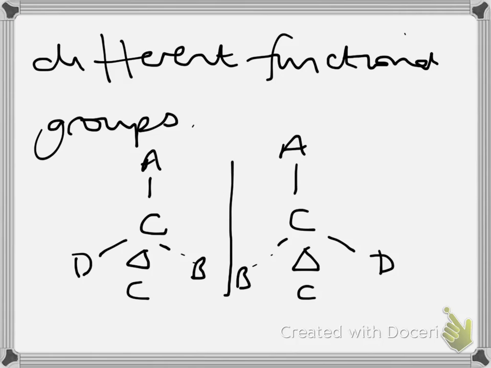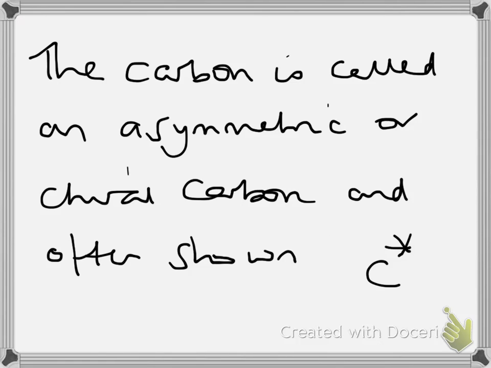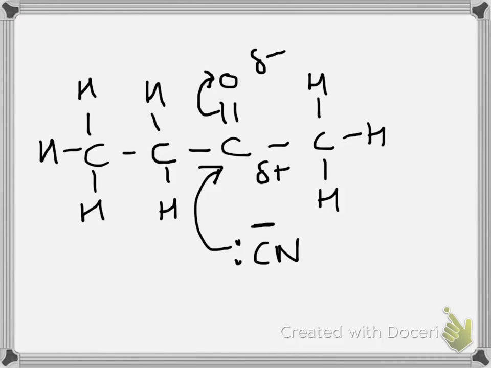It doesn't matter which group you put where, as long as you've got your mirror image, so you end up with the 2 enantiomers, which are non-superimposable mirror images. The carbon is called an asymmetric or chiral carbon, as often shown with the asterisk on the carbon. If we have a look at an example of this, we would have butanone there with the attack from a CN- ion.